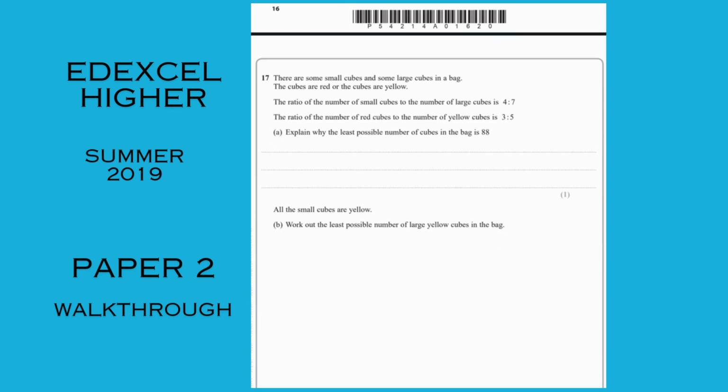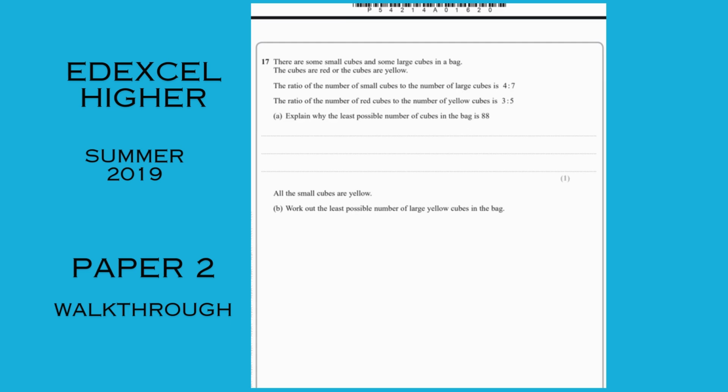Number 17, wordy, probability, and a strange one. So, explain why the least possible number of cubes. On the top, it's out of 11. On the bottom, it's out of 8. So the number of cubes must be a multiple of 11 and a multiple of 8. So why is the least 88? Because the lowest common multiple of 11 and 8 is 88.